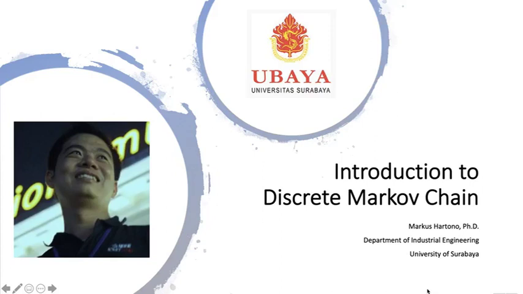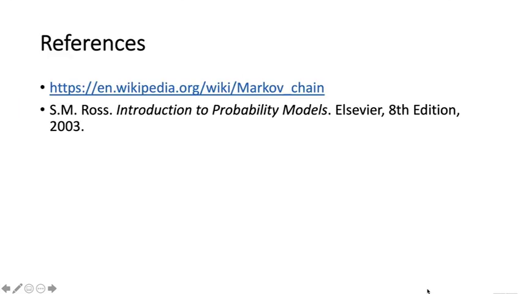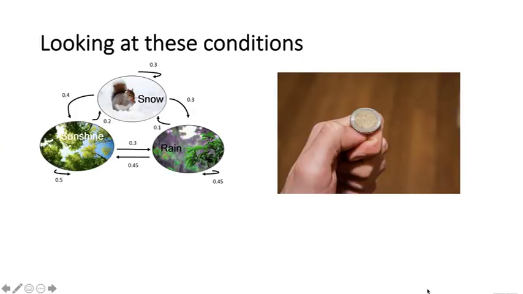And today we would like to discuss the introduction to discrete Markov chains. This is the basic understanding of stochastic process and also the discrete Markov chain. The references are taken from the book Introduction to Probability Models and also some online resources.